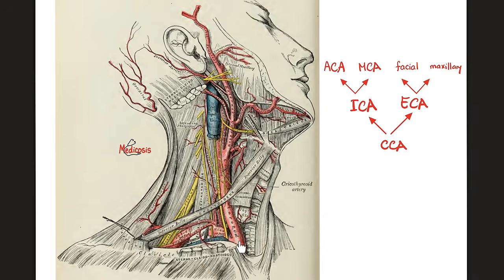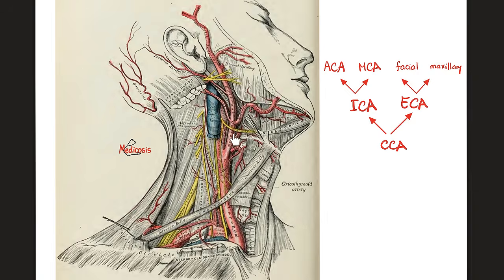This is the brachiocephalic artery. This is right subclavian. This is right common carotid. The right common carotid will give me right internal carotid for the brain and right external carotid for the face. The internal carotid has 5 branches. The 2 most important ones are anterior cerebral and middle cerebral.